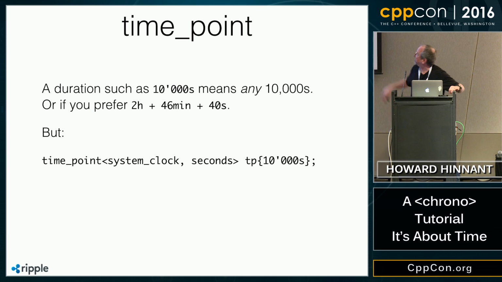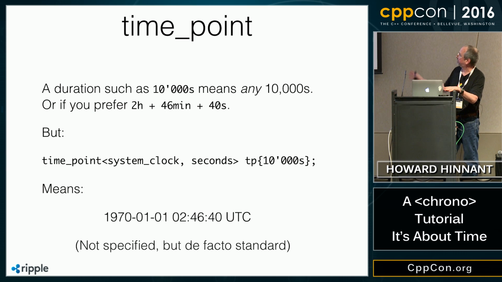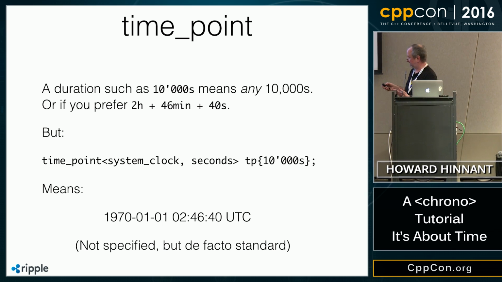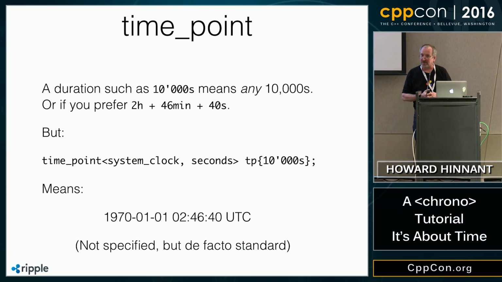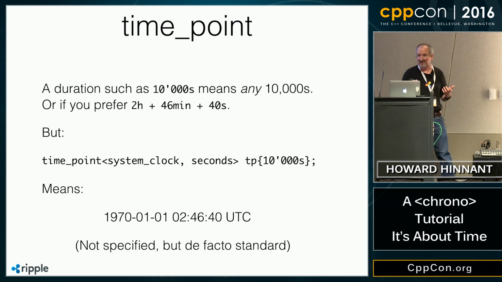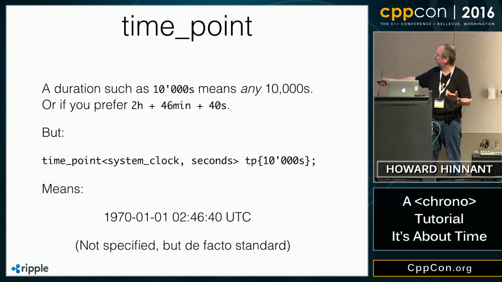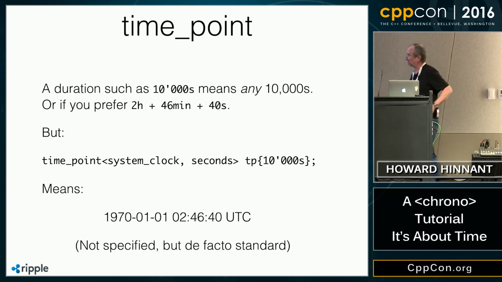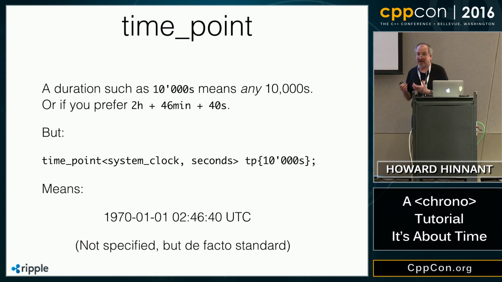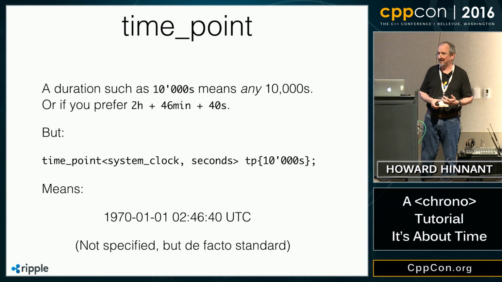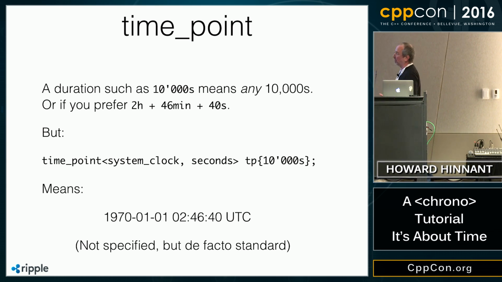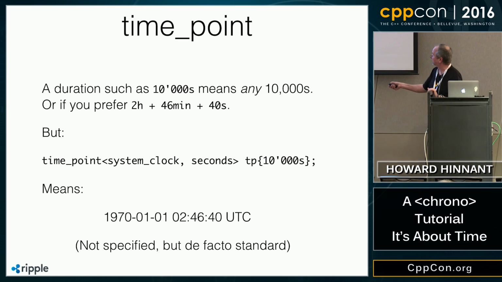So a duration such as 10,000 seconds means any 10,000 seconds, or if you prefer, 2 hours, 46 minutes, and 40 seconds. But there's this thing called time point, and just as an example, I'm going to throw system clock at you. A time point based on system clock with 10,000 seconds in it doesn't mean 10,000 seconds. It means this date here, 1970, New Year's, 2:46 some odd in the morning. So they both have 10,000 seconds. They both have the same representation. If you were to look at the binary representation of a time point and a duration, they would look identical in the debugger. But they mean very different things. One means any 10,000 seconds. The other means this point in time.